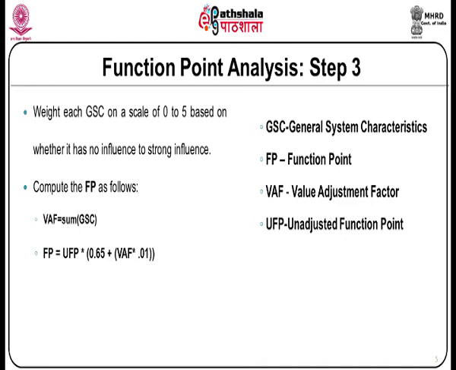In function point analysis, we weight each general system characteristic on a scale of 0 to 5, from no influence to strong influence. Compute the function point as follows. The value adjustment factor is equal to the sum of the general system characteristics. Function point is equal to the unadjusted function point into 0.65 plus the value adjustment factor into 0.01.